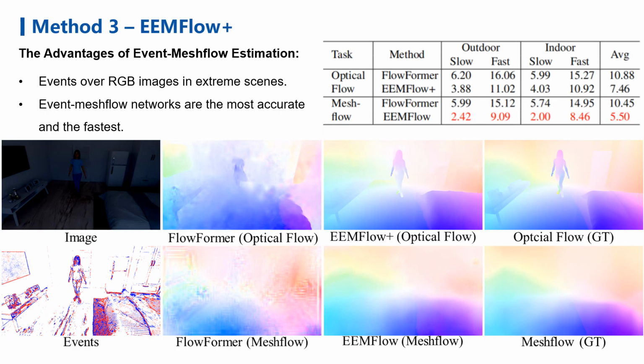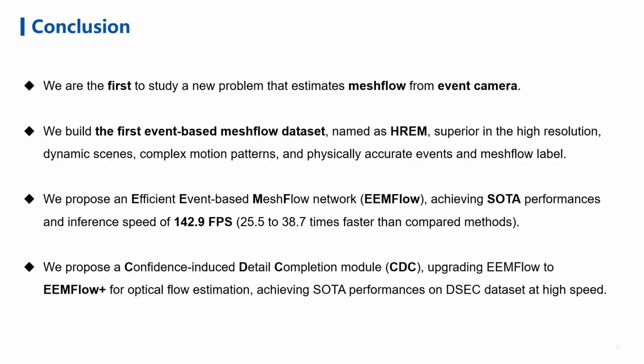Experiments also have shown that events over RGB images in extreme scenes and event Meshflow networks are the most accurate and the fastest. In conclusion, we developed the first event-based Meshflow dataset, then gave an efficient event-based Meshflow network, called EMFlow. Finally, we propose a CDC module to upgrade EMFlow to EMFlow Plus for optical flow estimation.